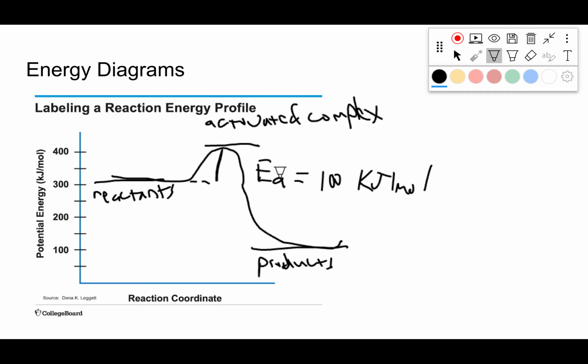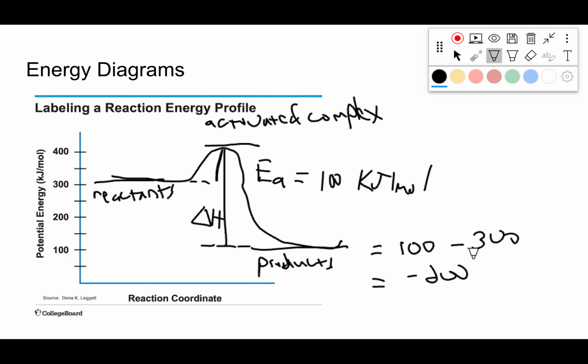Now, for the enthalpy, this line would extend down to where my products are. So I'm going to create a separate line that comes all the way down here. And this is going to be my delta H. For delta H, you always do products minus reactants. Well, I told you guys that my products, I wanted to make them be 100. I tried to make my math easy. My reactants are at 300. So that gives me a negative 200. And again, we're going to do kilojoules per mole for our unit.